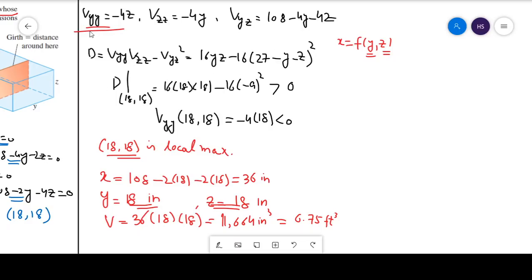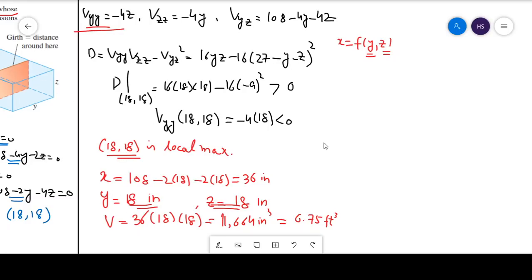This is positive, and then you calculate V_yy, which is actually the second order partial derivative with respect to the first variable. That would give us a negative value. So this means that (18, 18) is, by the second order derivative test, a local maximum. So y is 18, z is 18.